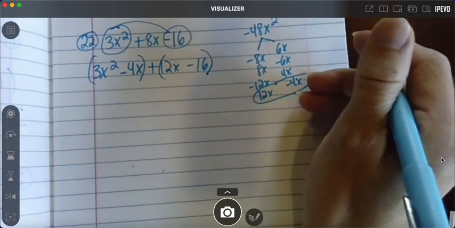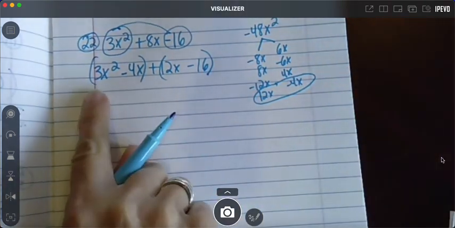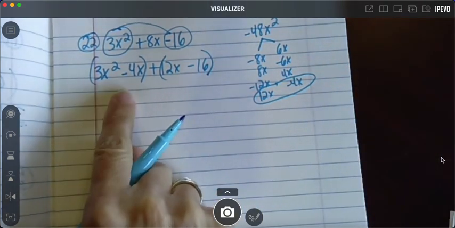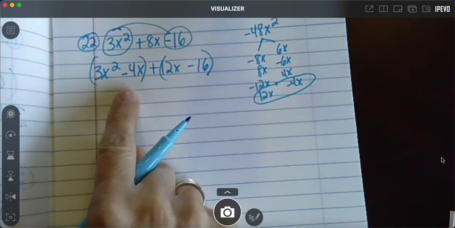Okay. Now, we factor out what's in both of these. Is there a number I can factor out of 3 and 4?